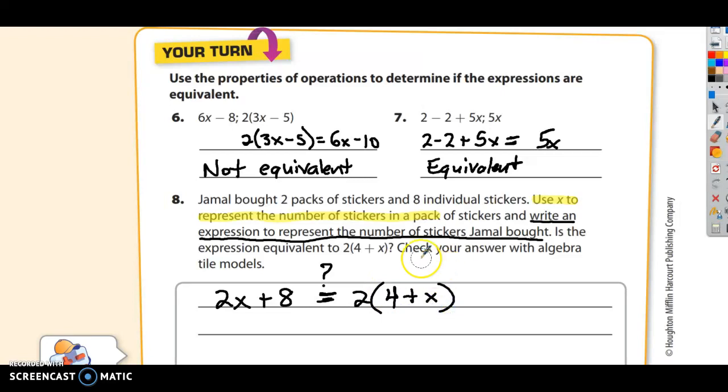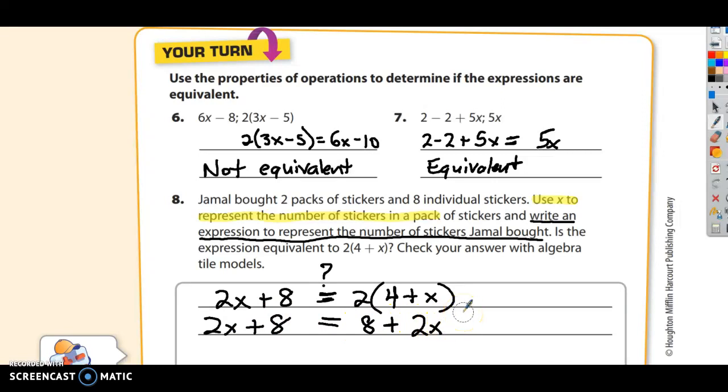It says use algebra tiles to check your answer, but I think you should use the distributive property. The distributive property tells you to multiply the number outside the parentheses by everything inside the parentheses. Well, what is 2 times 4? 2 times 4 is 8. And what is 2 times x? It's 2x. And on this side over here, I had 2x plus 8. And on this side over here, I have 8 plus 2x.